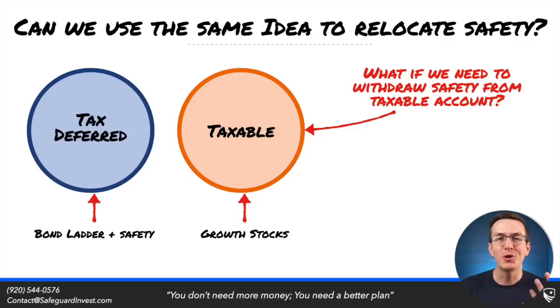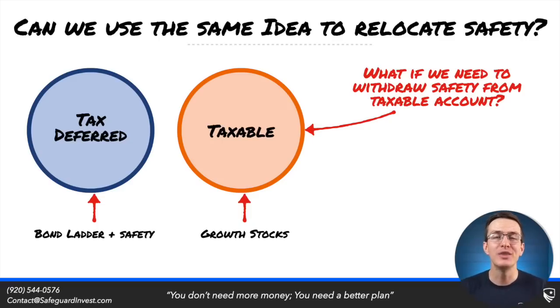But let's go back to our relocation example. Say we have bond ladders for our income over the next, let's say, 4 years in our IRA. Then we have growth stocks within our taxable account. But once again, we want to pull our income via that bond ladder, but we want to pull it from that taxable account. So once again, how do we solve this problem?